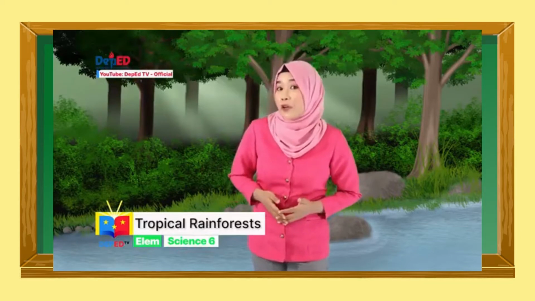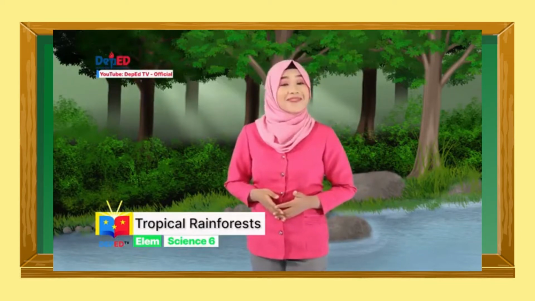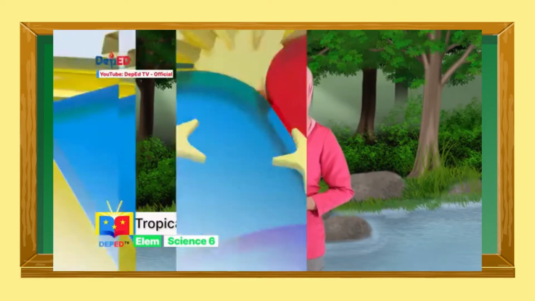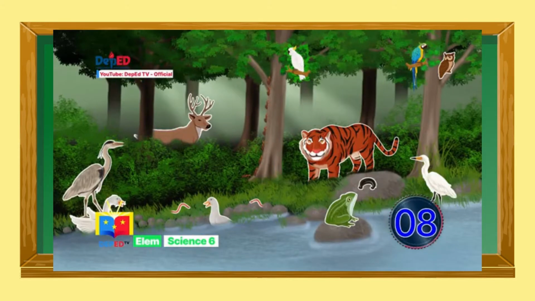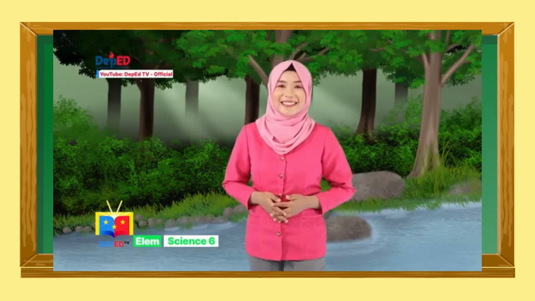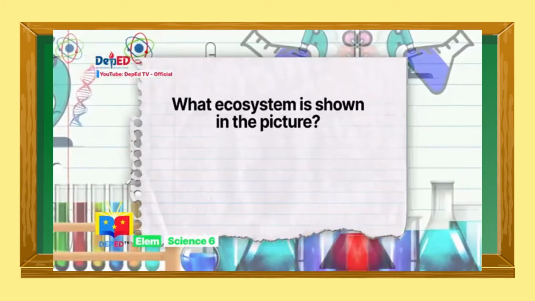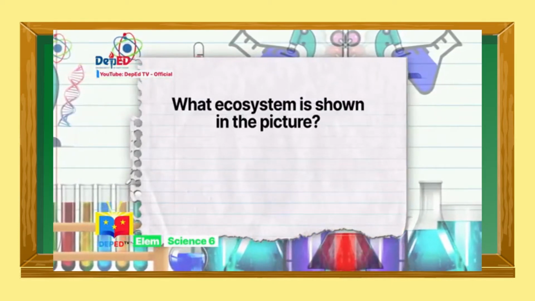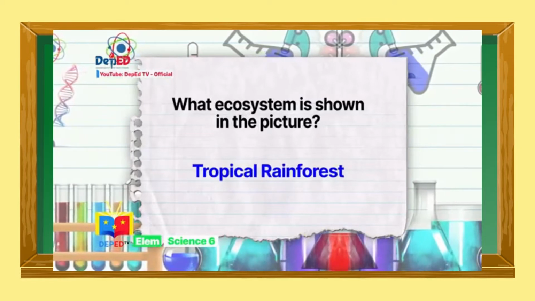Science-minded learners, have you gone to the forest? Study the picture on the screen and let's answer the questions afterwards. In order to know your observations on the picture, let's answer the guide questions. Number 1. What ecosystem is shown in the picture? Very good. It's a tropical rainforest ecosystem.